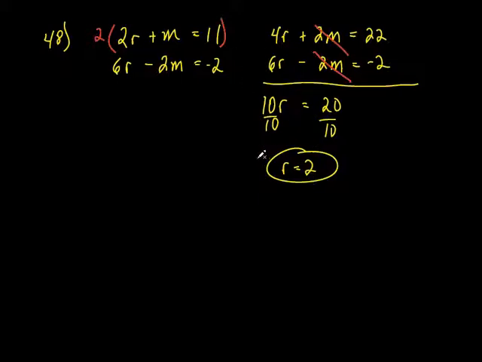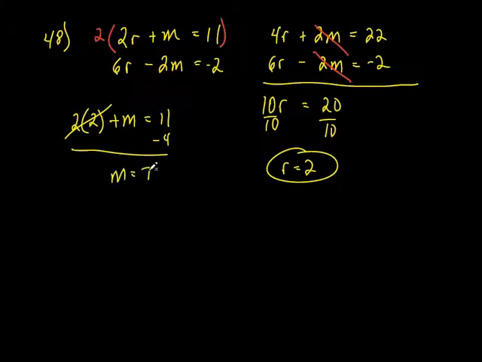Now we have to solve for m, don't we? I can take that r and put it in for this r, or in for this r and solve for this m right here. Which one do you think would be easier, the top one or the bottom one? I say the top one would be a little bit easier because m is already sitting there by itself. So it's 2 times r, which is 2, plus m equals 11. That's a 4. I subtract 4 from both sides, and m would be 7, and there's my answer.